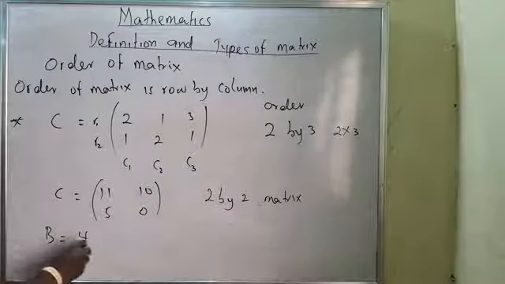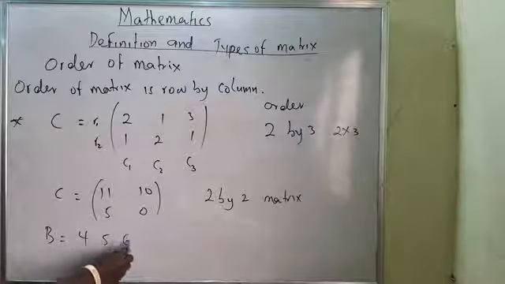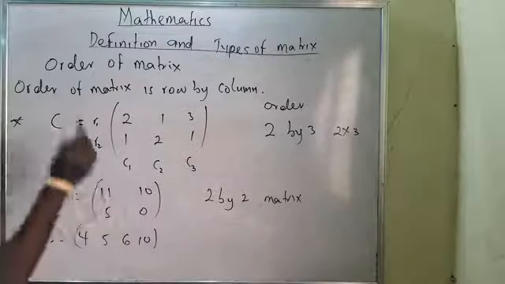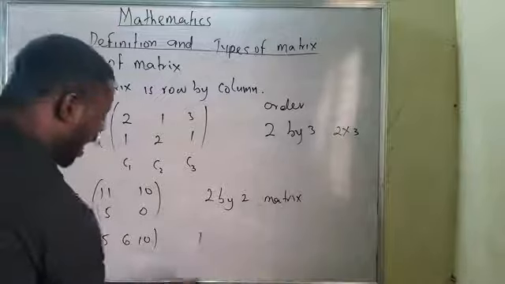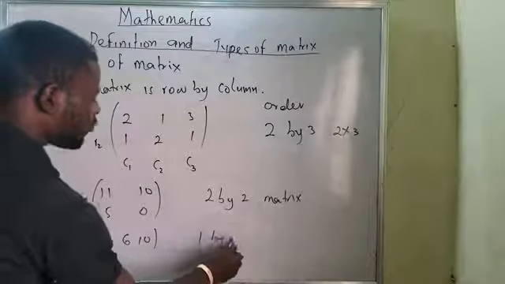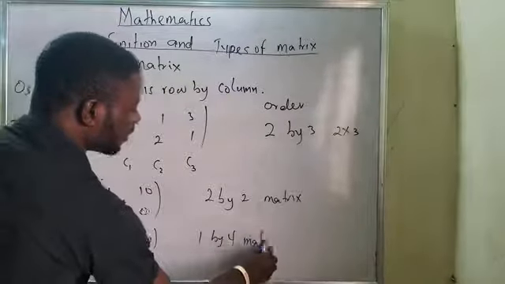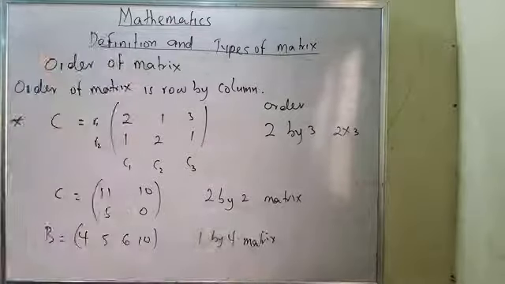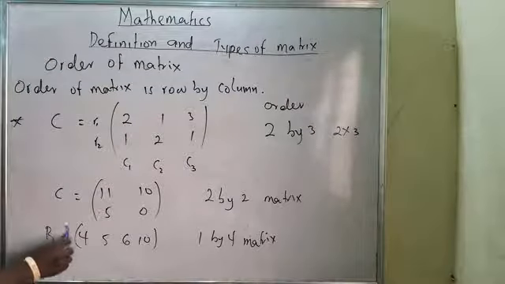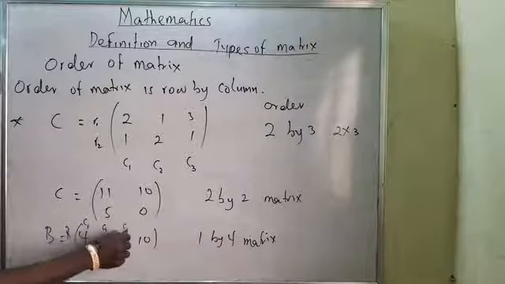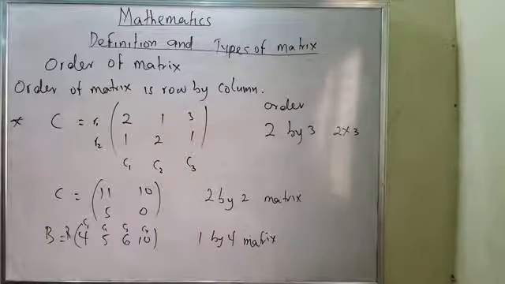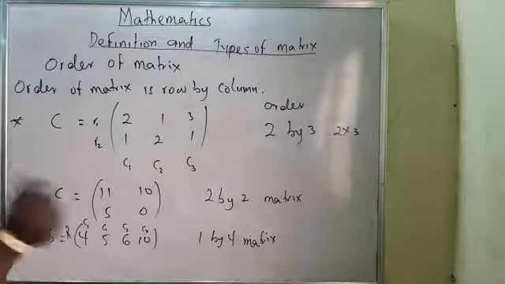I have 4, 5, 6, 10. This is a matrix. It means 1 by 4 matrix. Please take note of that. How many rows are we having? We're having 1 row. How many columns? Column 1, column 2, column 3, column 4. Forget what is under it. Assuming something is under it, it becomes what? Now, it means 1 by 4.